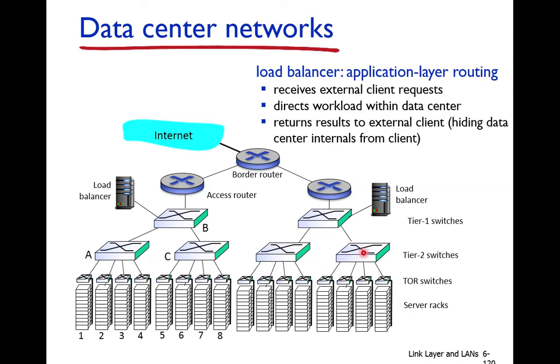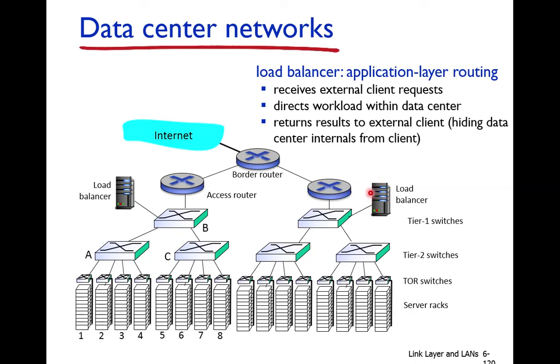And these tier 2 switches are further connected with other switches, and these switches are then connected to the routers. So you can see that this data center is connected this way, and this data center is connected to the internet through border routers. For example, if data is coming and that data should be stored, first the data is forwarded to a load balancer.